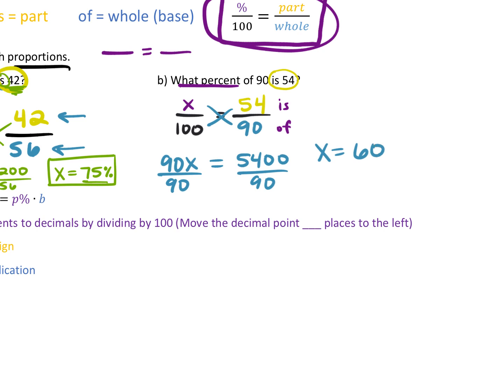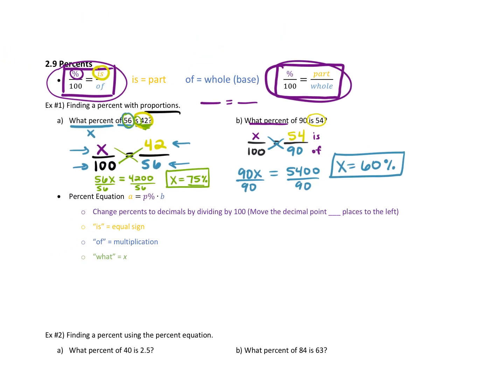And the question is what percent? That means it's 60%. Okay, so 54 is 60% of 90, which makes sense, right? Because 50% of 90 would be half of 90, so 45. 54 is more than that, so 60% being 54. That makes sense, okay? So proportions are set up like that.